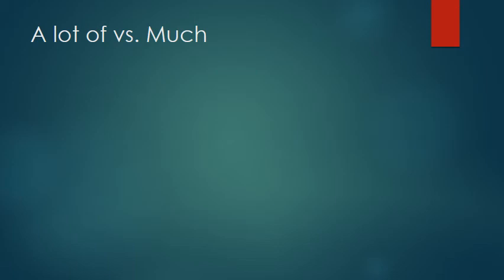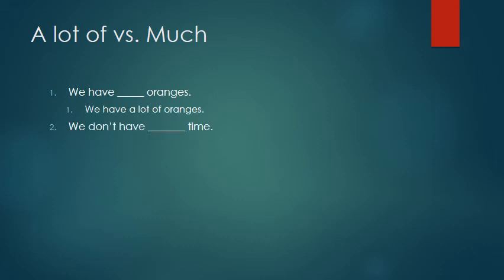So let's compare these two, a lot of versus much. So we have blank oranges. This is an affirmative statement, and oranges is a plural count noun, so this has to be a lot of. We don't have blank time. So this is a negative statement. Now both of them can be used with a negative. So then we look at time, and time is non-count, which means that we can use either one. We don't have a lot of time, or we don't have much time.